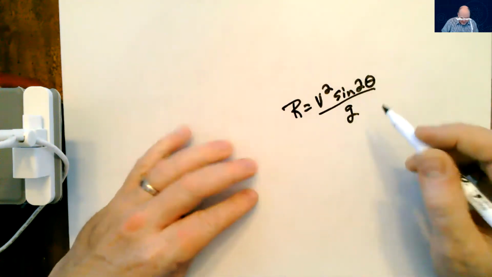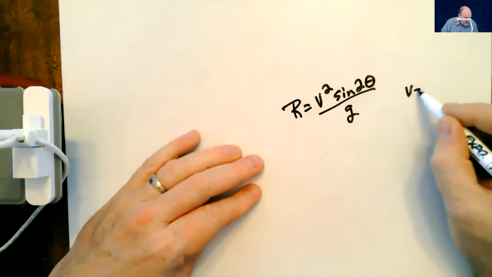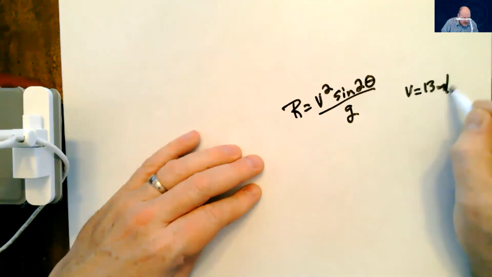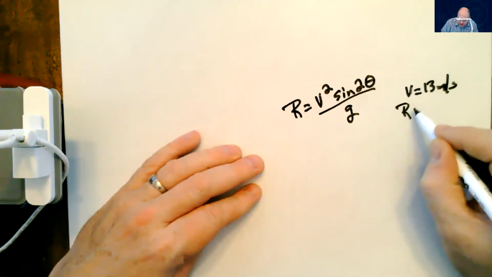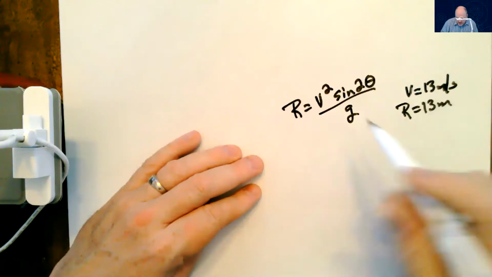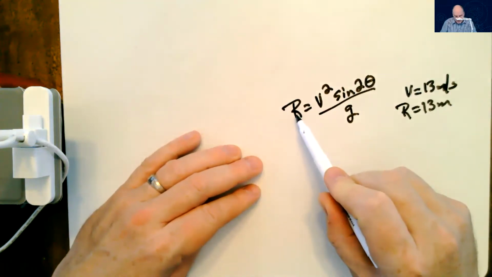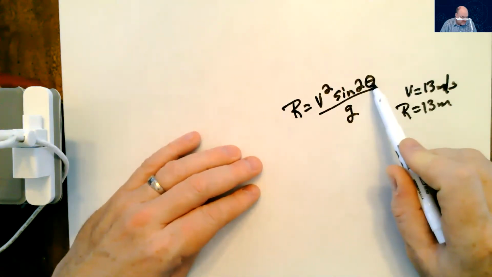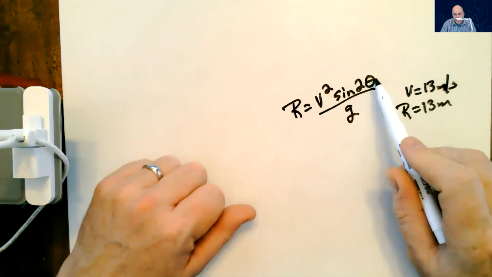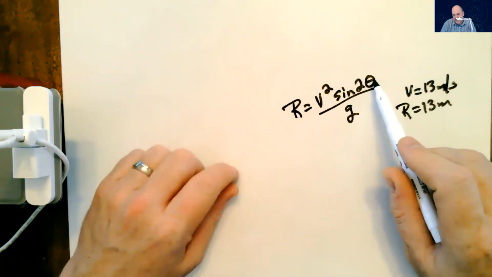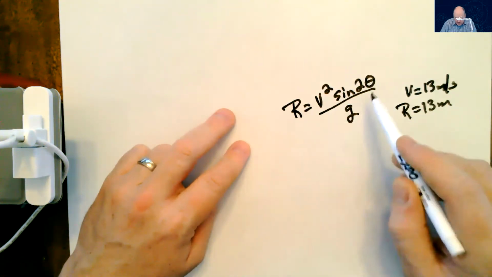This question gave us the velocity of 13 meters per second, and it gave us a range of 13 meters. So this is a little harder because it actually gave us the range and wants us to figure out the angle, not just any angle. It wants the bigger angle, because there's always two angles that'll give us the same range. So I need to solve this for the angle.